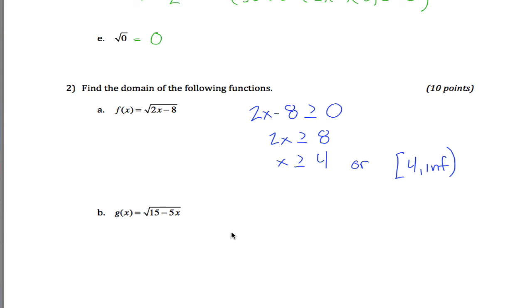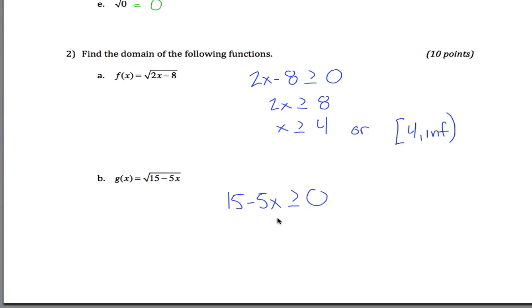All right, same idea down here. 15 minus 5x, this thing that I'm going to take the square root of, that has to be greater than or equal to 0. Solve this inequality. A couple ways you can do it. One way would be to subtract 15 from both sides of the equation. Then divide both sides by negative 5. Negative 15 divided by negative 5 is positive 3.